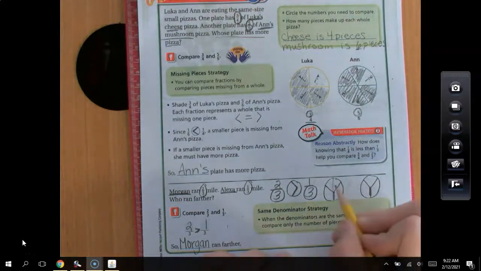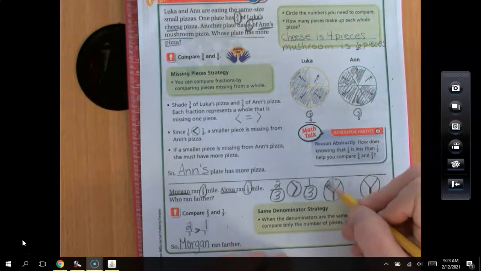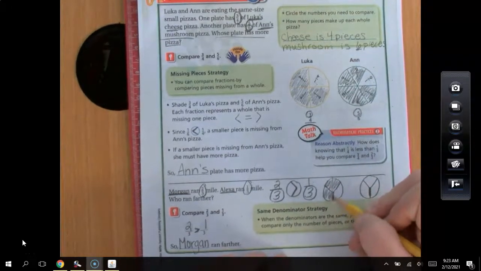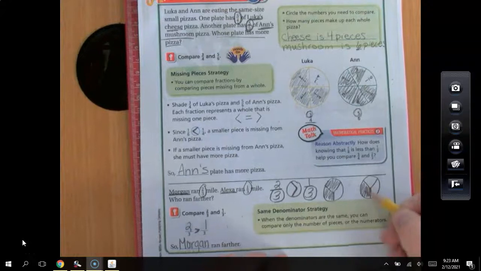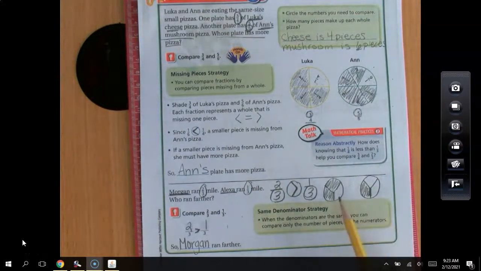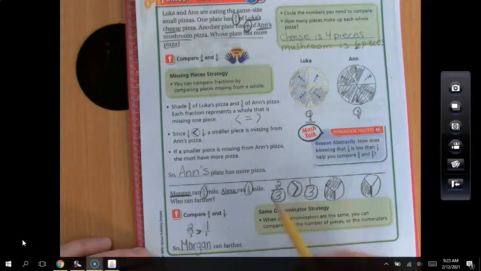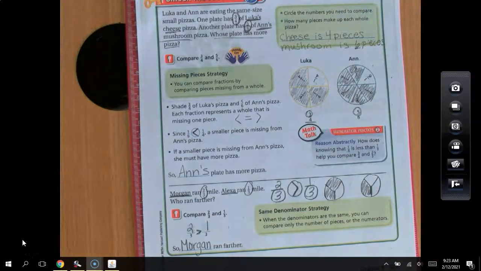All right, so I have 3 pieces. Here I'm going to shade in 2 pieces. And here I'm going to shade in 1 piece. And you can tell visually from our pictures that 2/3 is bigger than 1/3. Okay, so therefore Morgan ran farther than Alexa. All right, okay, let's move on. Go ahead and turn your page.